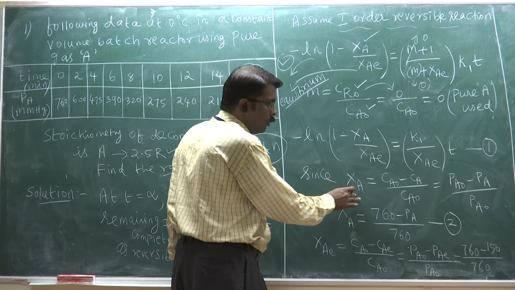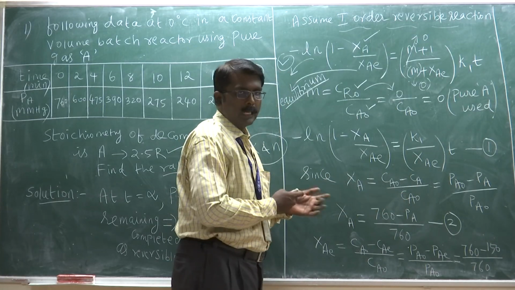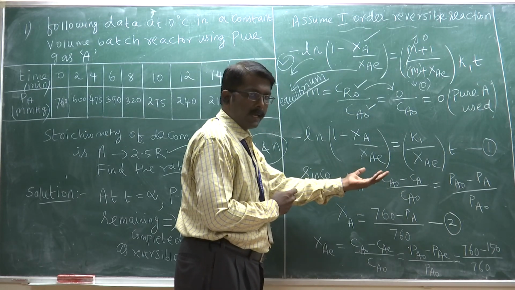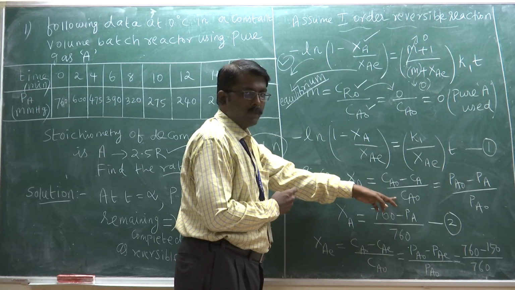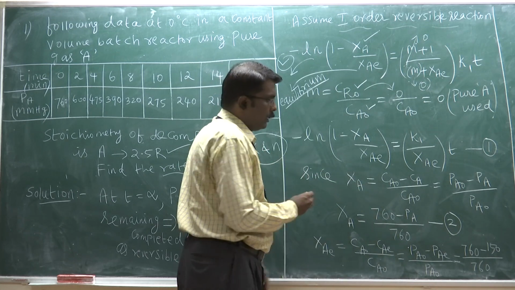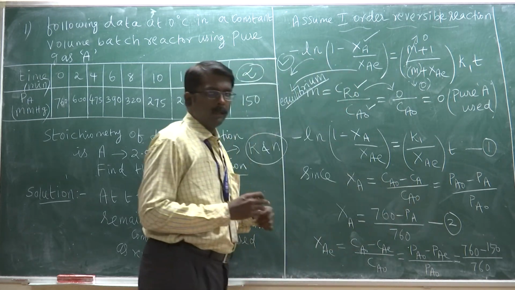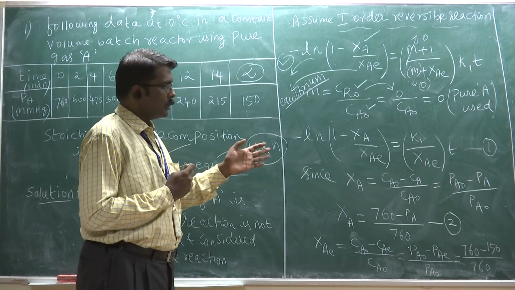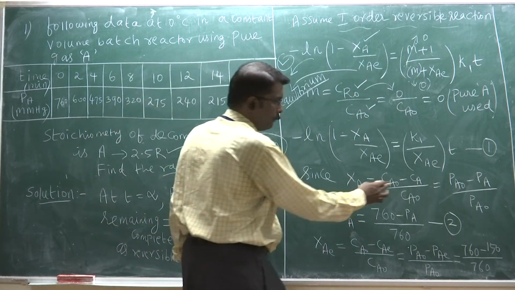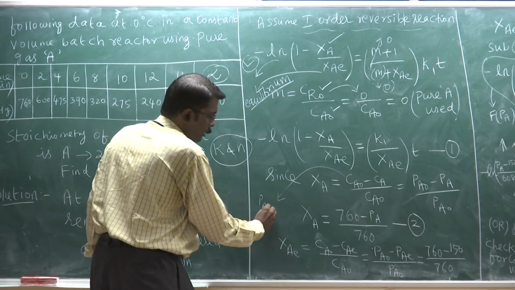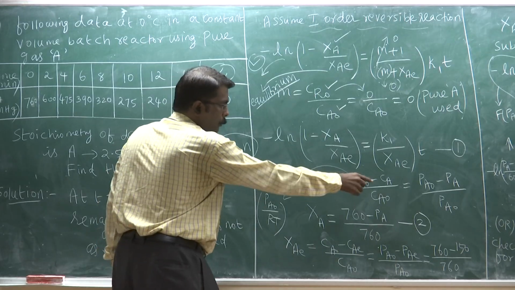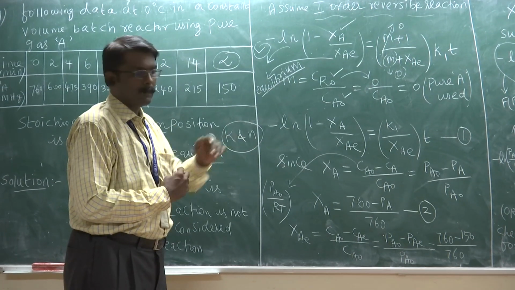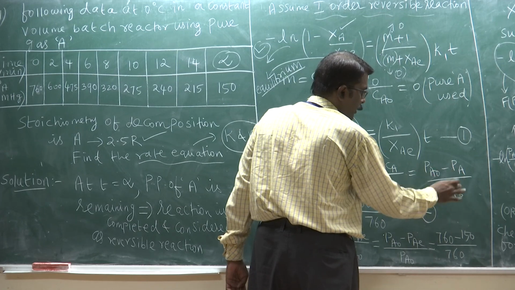We know Xa is equal to (Ca0 minus Ca) divided by Ca0, the fractional conversion: the number of moles of A converted divided by the initial number of moles of A. Now this Ca0 and Ca can be replaced with partial pressure, by assuming the ideal gas law applies. Ca0 is equal to Pa0 divided by RT, and Ca is equal to Pa divided by RT. Substituting, Xa becomes (Pa0 minus Pa) divided by Pa0.